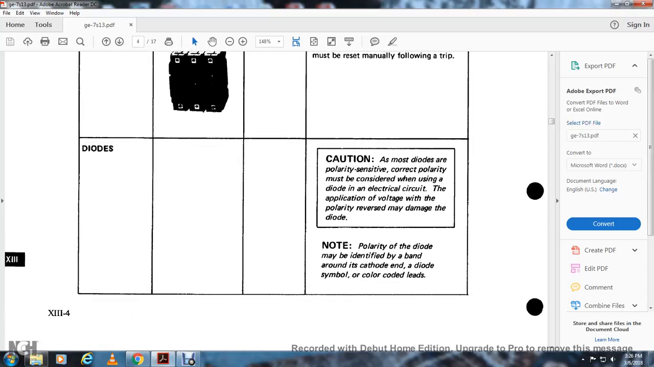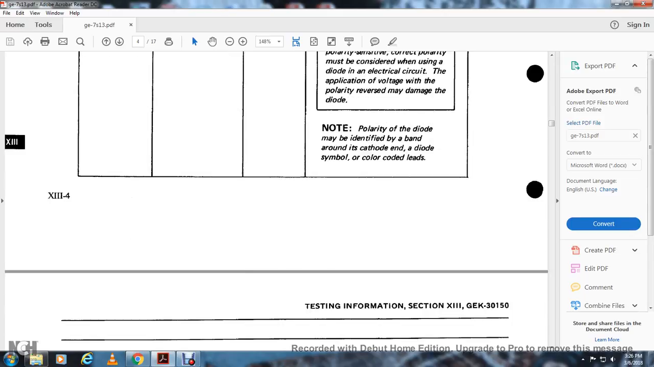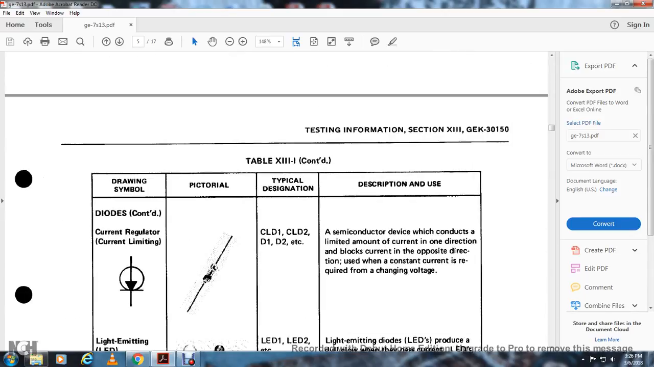Your diodes. The only thing it has to say in the description is that most diodes are polarity sensitive, so correct polarity must be considered when using a diode in an electrical circuit. The application of voltage with reverse polarity may damage the diode. Note the polarity of the diode may be identified by the band around its cathode, a diode symbol, or color-coded leads. Alright, your diodes continue.